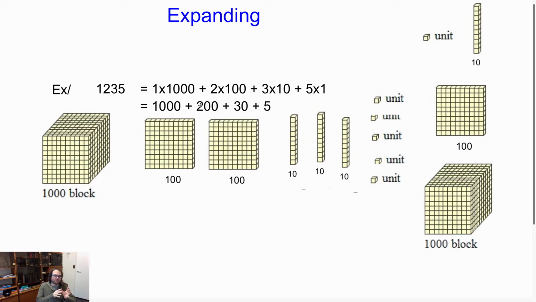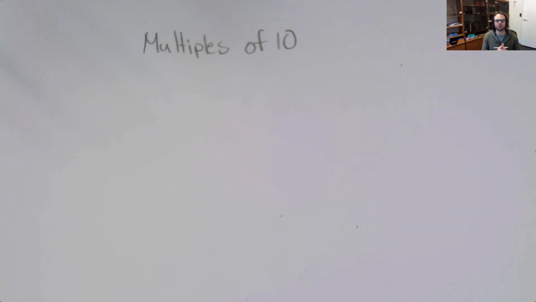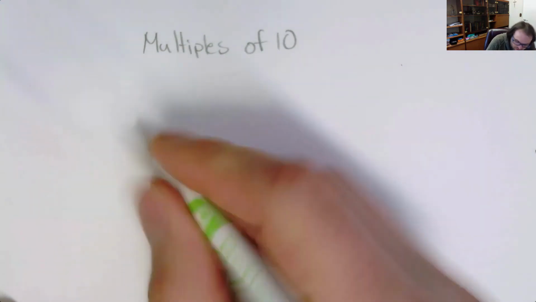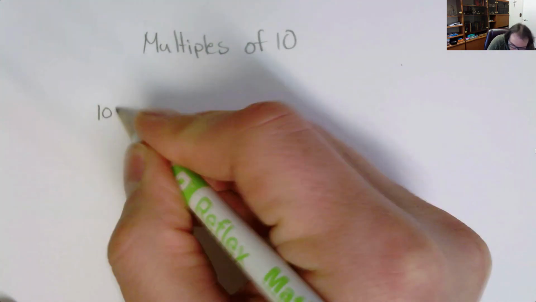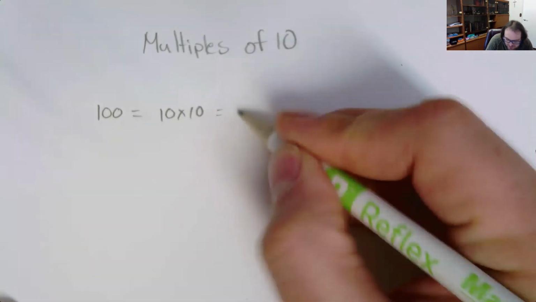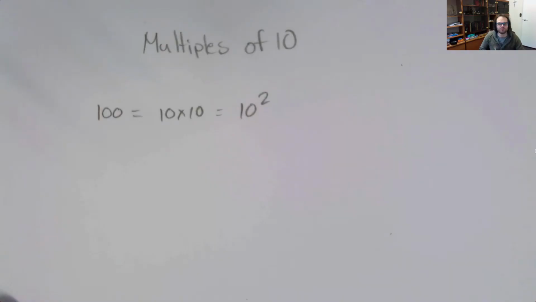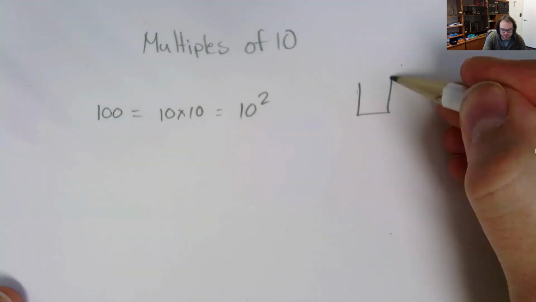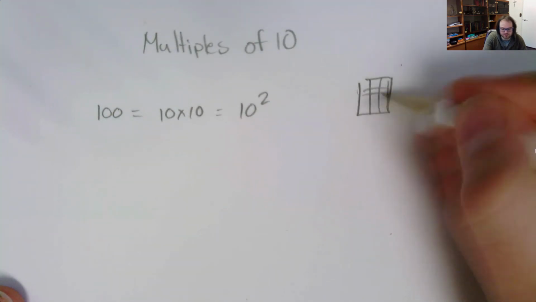Now that we know expanded form, we're going to move into scientific notation. I'm going to do that in a different way here. Before we get into multiplication, first we have to look at multiples of 10 and repeated multiplication. Let's take a look at something like this. If I go 100, that is equal to 10 times 10, which is the same thing as 10 squared. Remember, that is the value of these flats.